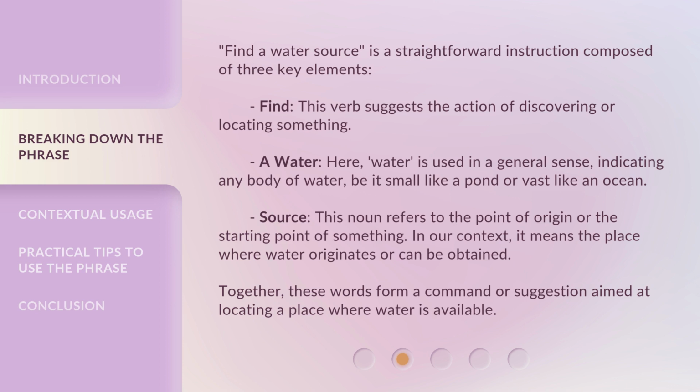Find a water source is a straightforward instruction composed of three key elements. Find. This verb suggests the action of discovering or locating something. A water. Here, water is used in a general sense, indicating any body of water, be it small like a pond or vast like an ocean. Source. This noun refers to the point of origin or the starting point of something. In our context, it means the place where water originates or can be obtained. Together, these words form a command or suggestion aimed at locating a place where water is available.